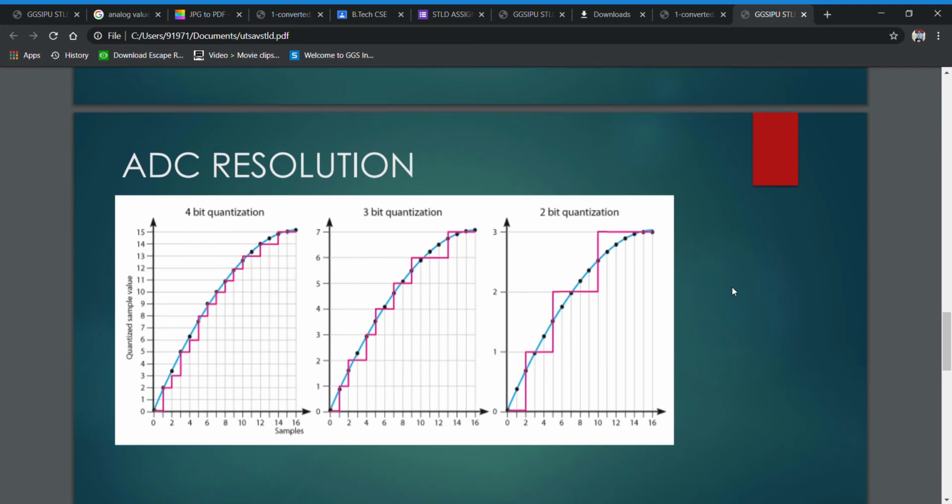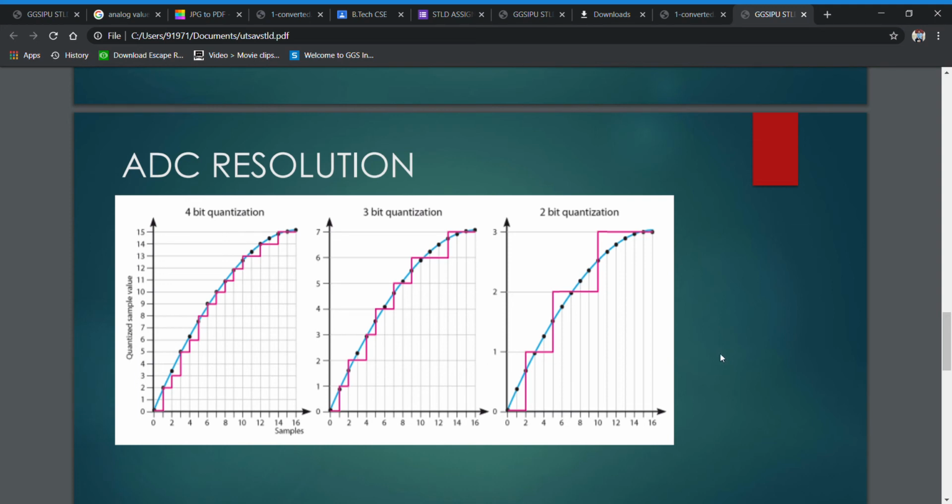In the 2-bit quantization, in the given diagram, we see that the V minimum is 00 and the V maximum is 11. So we get three levels. In the 3-bit quantization level, the V minimum is 000 and the V maximum is 111. So we get 7 levels. Similarly, in the 4-bit quantization level, the V minimum is 0000 and the V maximum is 1111. So we get 15 levels.